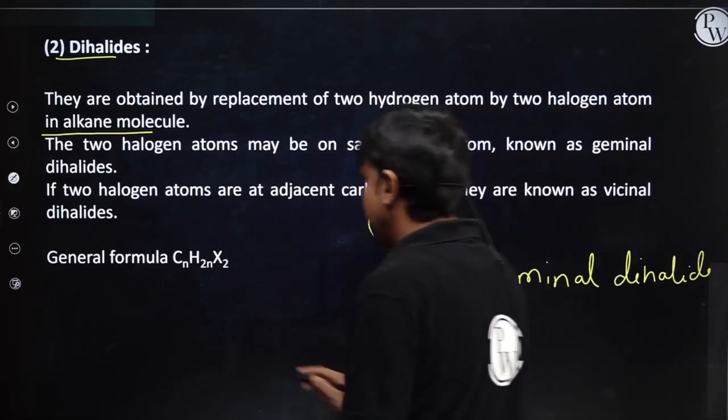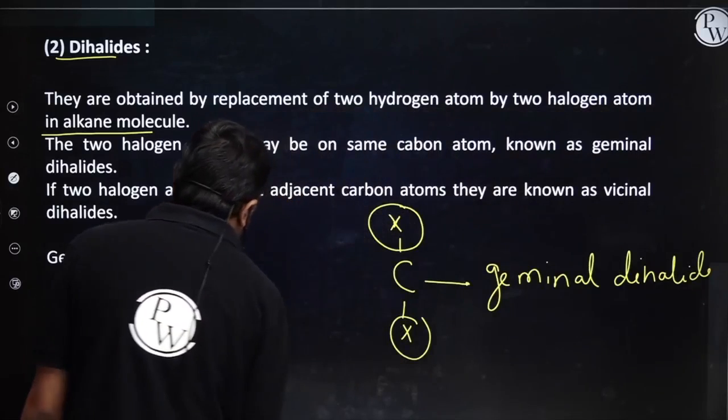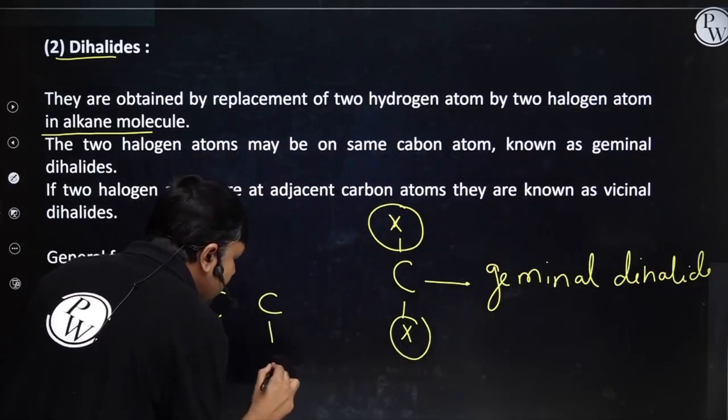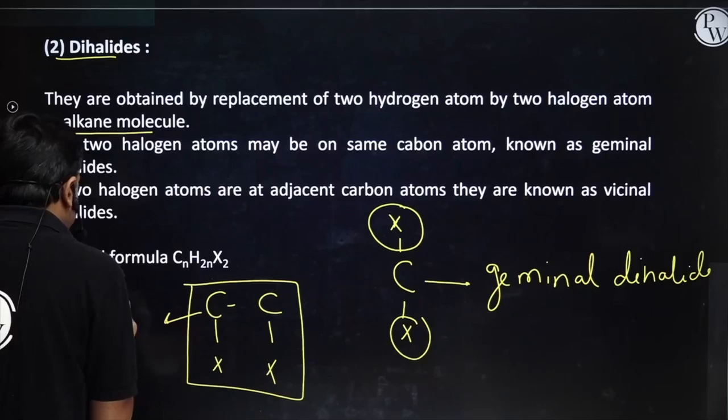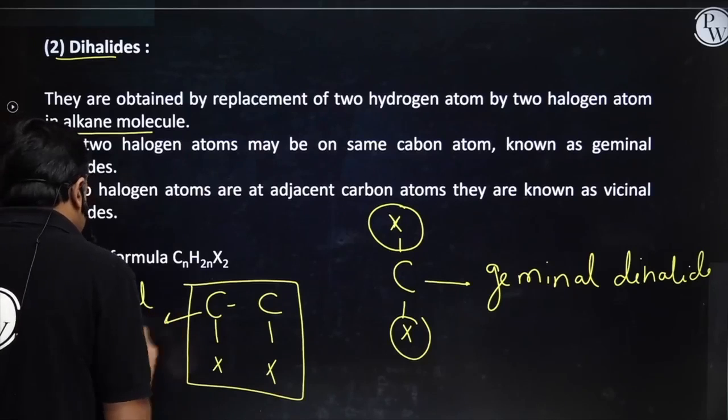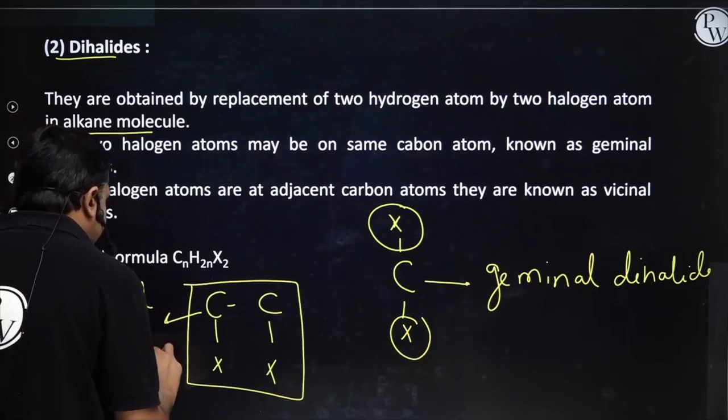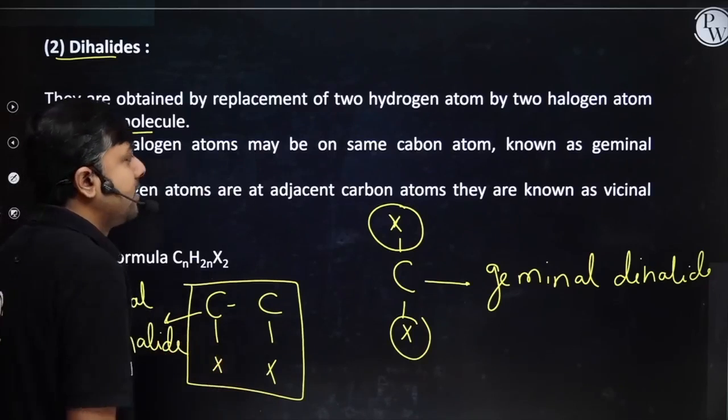If the two halogen atoms are on adjacent carbons, it is referred to as vicinal dihalide. Vicinal dihalide. Am I clear?